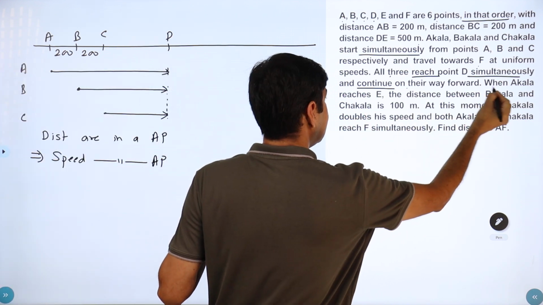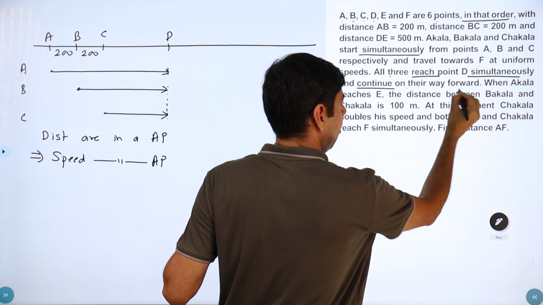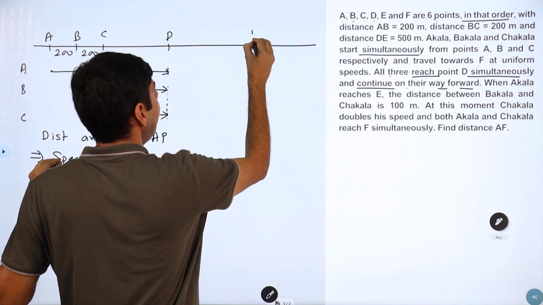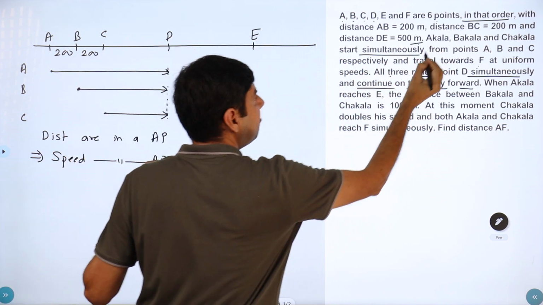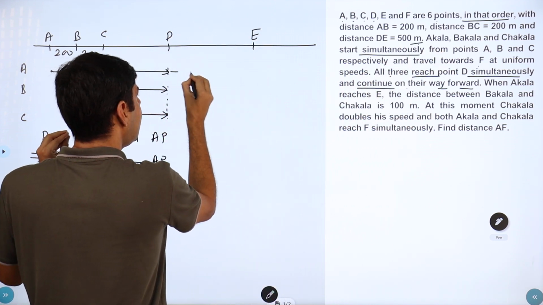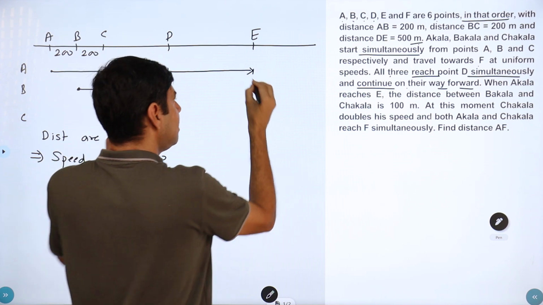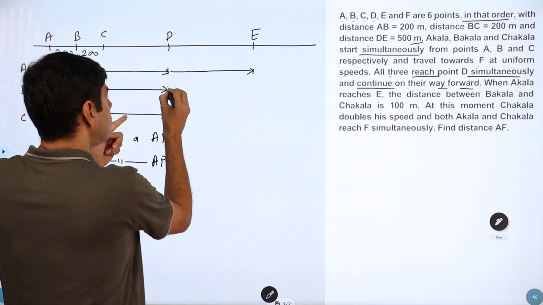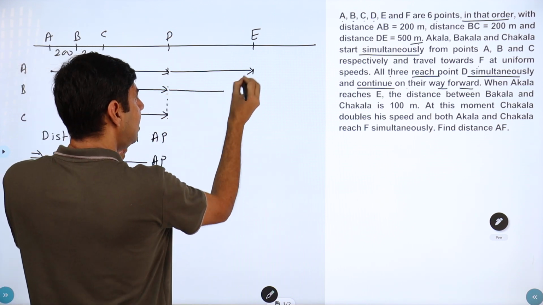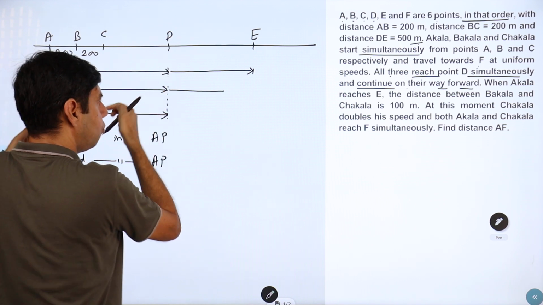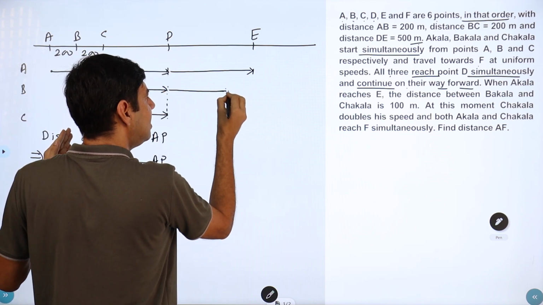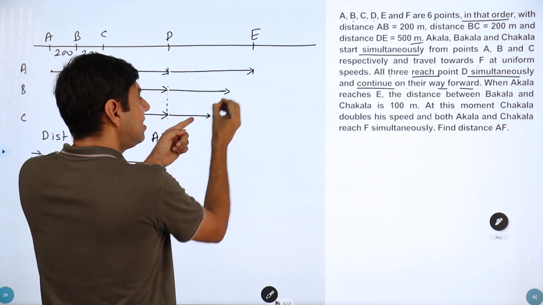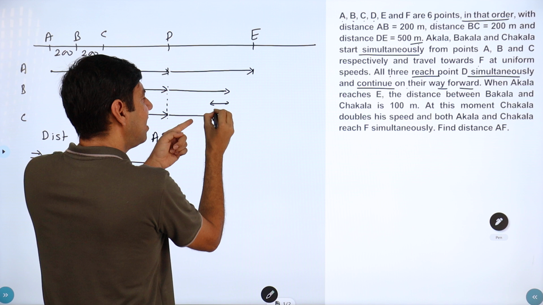So the distance, they continue on their way forward. When Akala reaches E, okay, so there's a point E somewhere, right? And don't forget D to E was given to us. So Akala will continue and reach E. When Akala reaches E, at that time, the distance between Bakala and Chakala is 100. Oh, so Bakala is continuing, and Bakala being a little slow, remember A covered the most, okay? He will cover a little less distance, and Chakala being even slower, he'll cover even less distance, and the distance between Bakala and Chakala is given as 100.